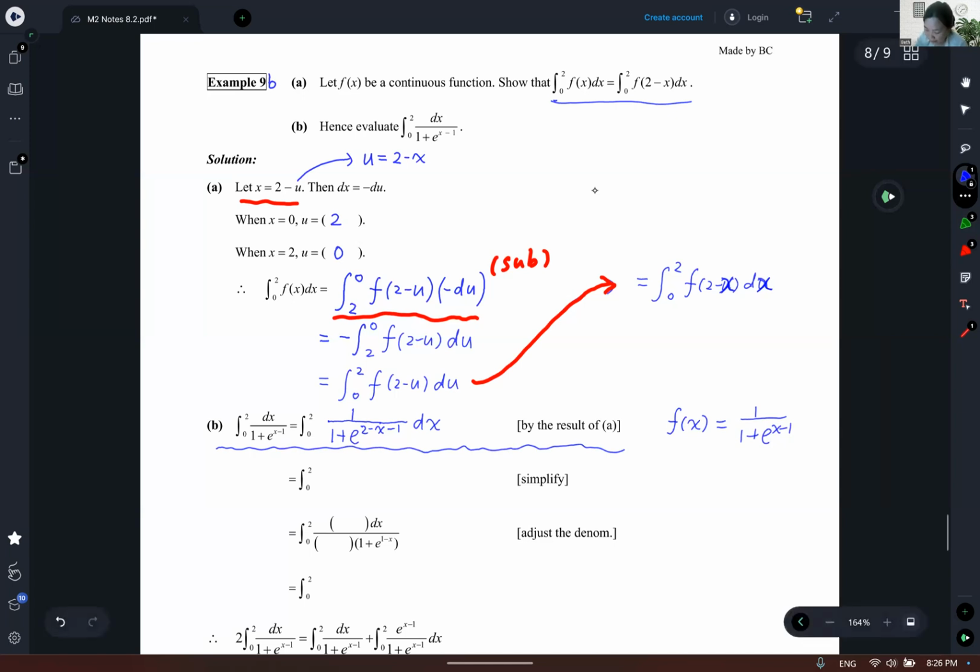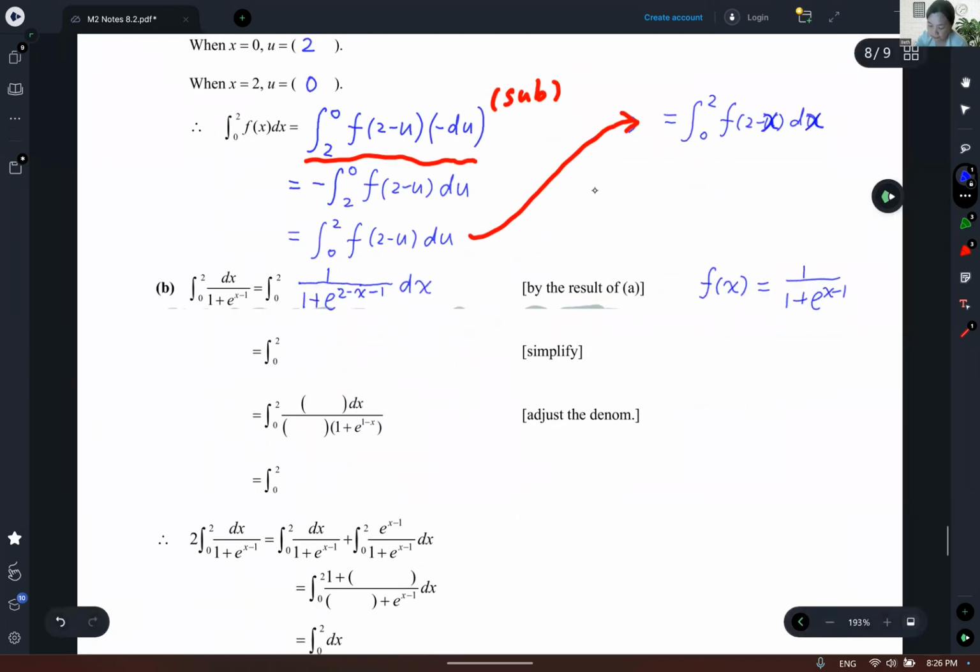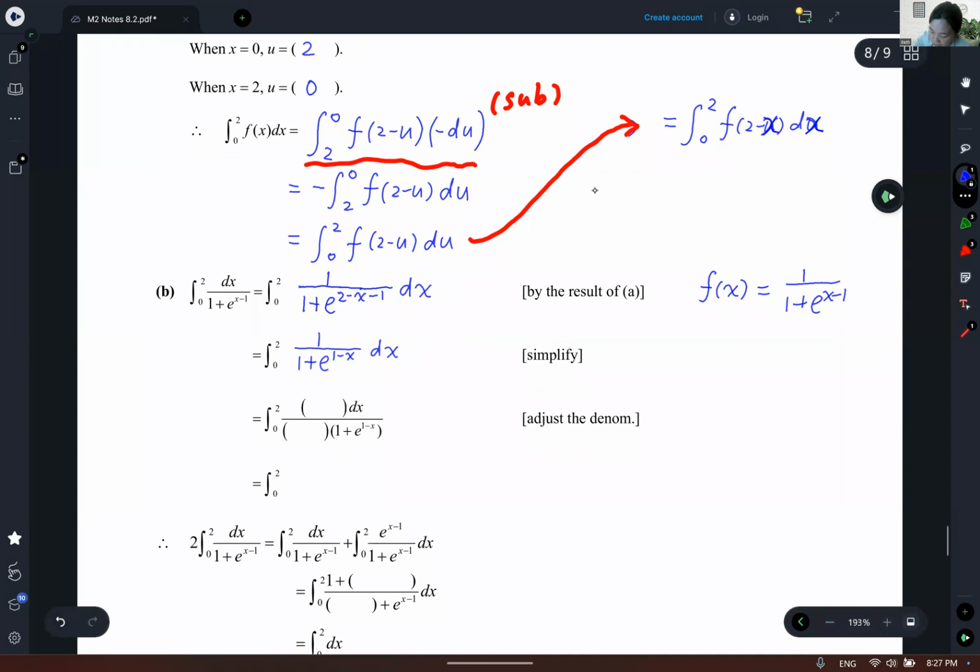Moving on. Now we only need to simplify. To simplify, of course, this is 1 divided by 1 plus e to the power 1 minus x, right? That is to simplify. And then another simplification. I guess you can do it anyway, but I will do it by multiplying by e to the power x minus 1. This is also to simplify.